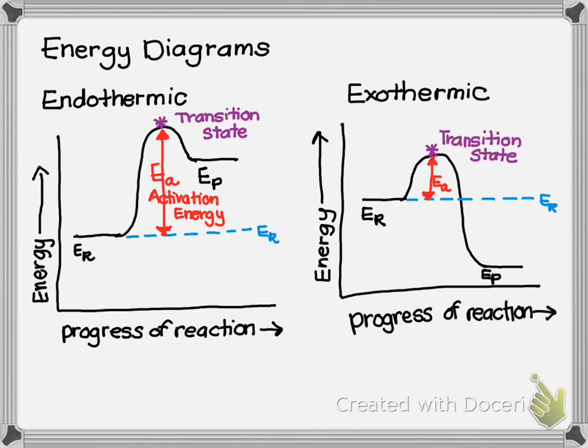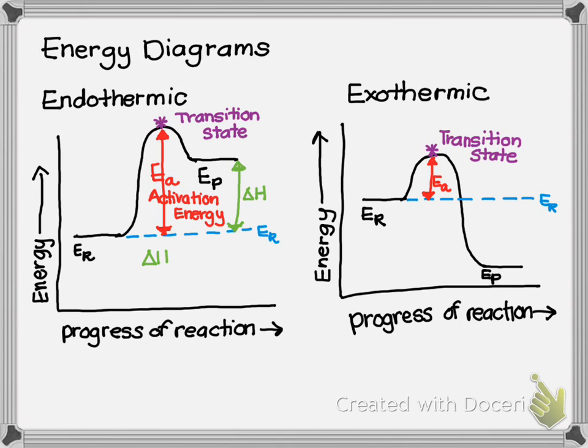Now another thing we can begin to understand on these diagrams is the energy of the reaction. Now the energy of the reaction, or delta H, is the difference between the reactant's energy and the product's energy. So it's the difference from where we started and where we finished. This is delta H.